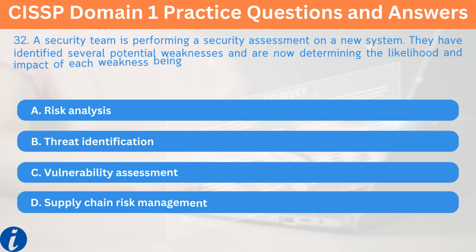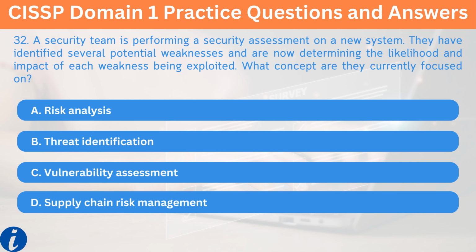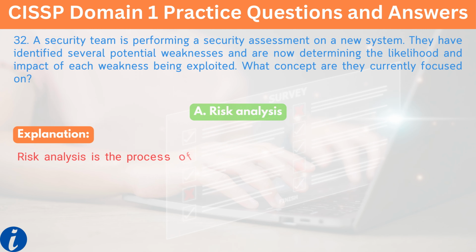32. A security team is performing a security assessment on a new system. They have identified several potential weaknesses and are now determining the likelihood and impact of each weakness being exploited. What concept are they currently focused on? A. Risk analysis. B. Threat identification. C. Vulnerability assessment. D. Supply chain risk management. The correct answer is A.